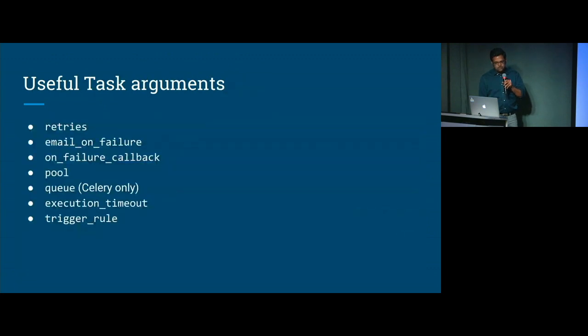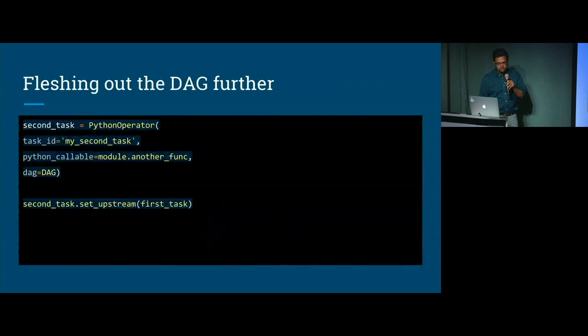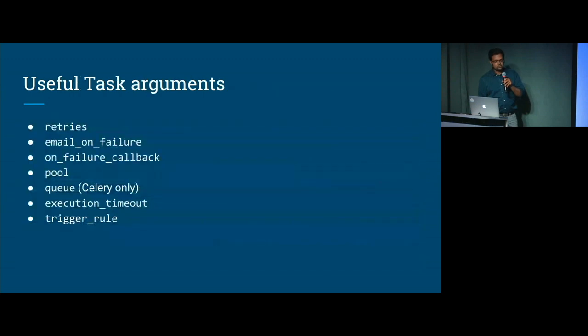Some useful task arguments, just like the task ID and the Python callable attributes here, are retries. You can set a default retry to, say, 2. Let's say you know that some stuff sometimes fails; Airflow will automatically retry the specific task for you. You can also email on failure. Say a specific task is important enough that you should be notified on a failure. You can set that as an attribute. You can also set an on-failure callback. Let's say you notify a Slack channel, that's what we do, or send it to PagerDuty.